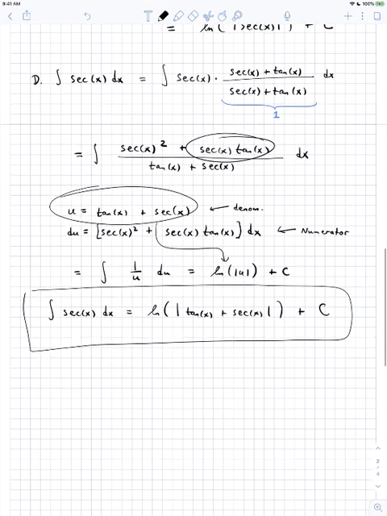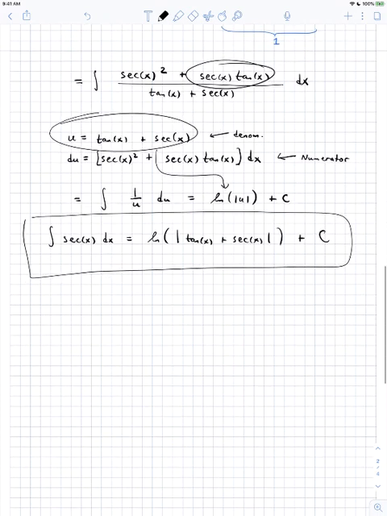Let's do one more example. Example E. In this case, we're looking at the definite integral of x times the square root of 2x plus 1 dx. I'm not really happy with that radical symbol, so let's try it again. That's a little bit better. So here we have x times the radical 2x plus 1.